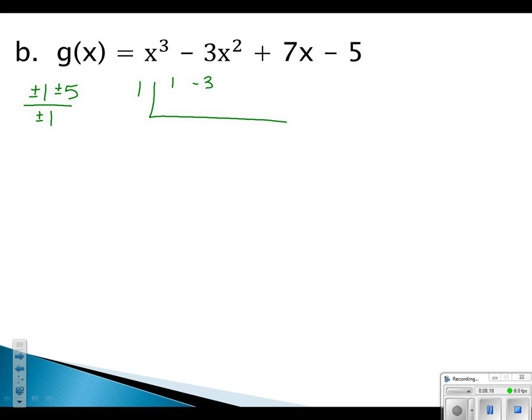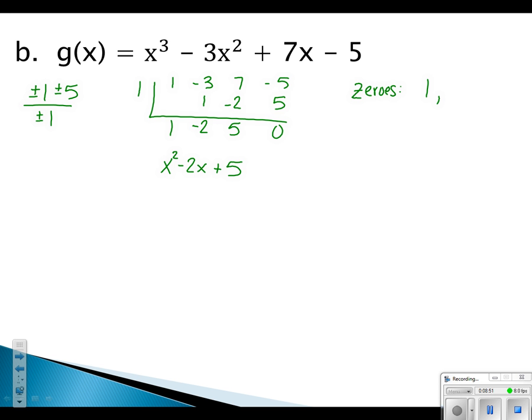Listing out my coefficients here, I did find that 1 was in fact a 0. So I know this is going to be a 0. So go ahead and list it. And the remaining polynomial that I'm going to have is this.